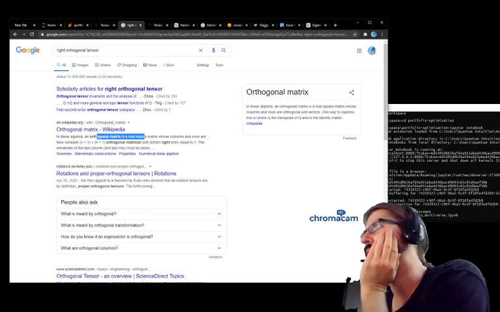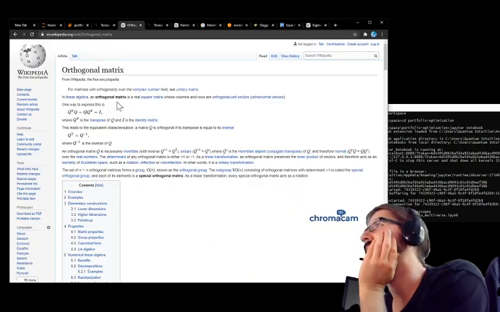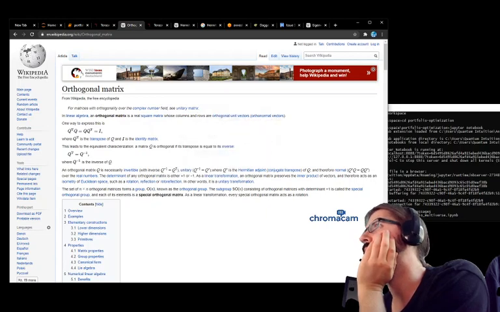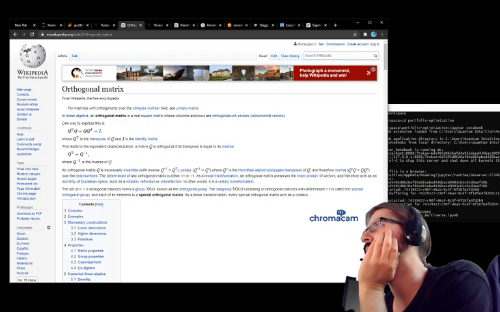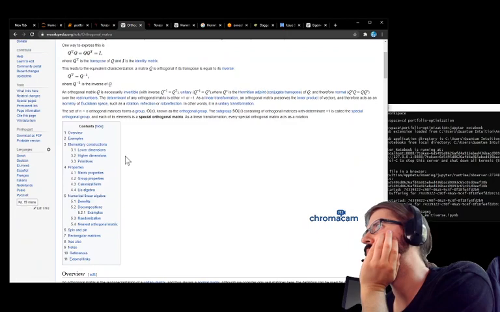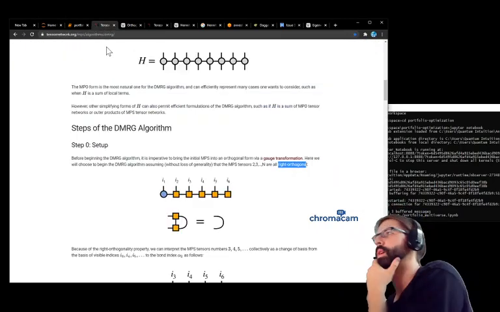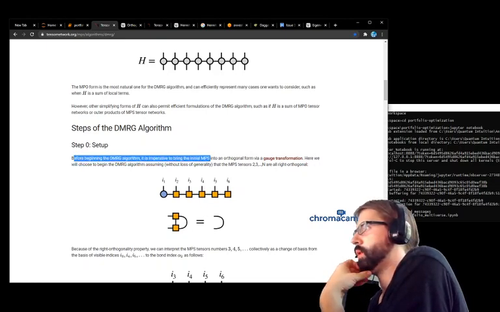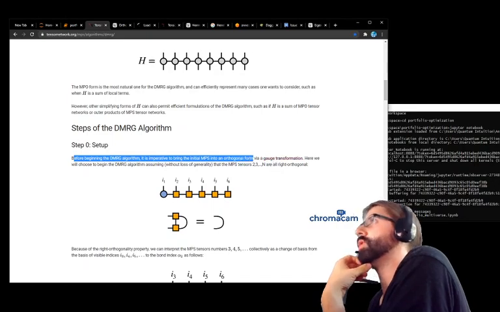An orthogonal matrix is a real square matrix whose columns and rows are, sorry, that was kind of orthogonal unit vectors, orthonormal vectors. Okay. Before beginning the DMRG algorithm, it is imperative to bring the initial MPS into an orthogonal form via a gauge transformation.